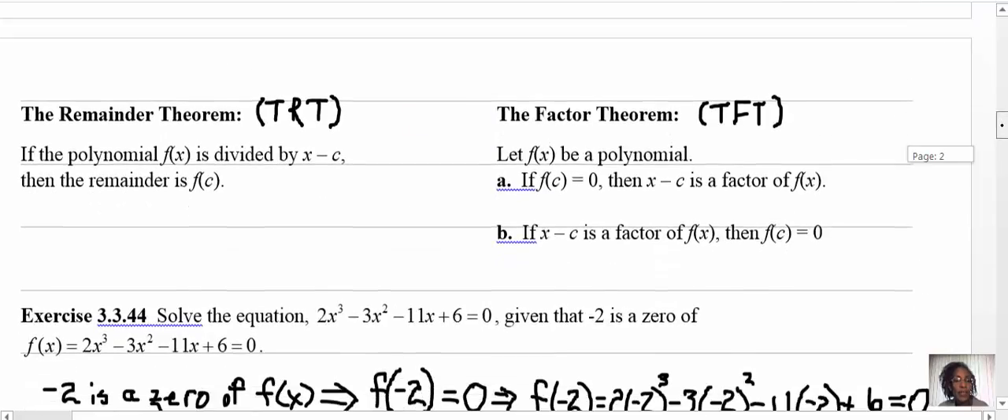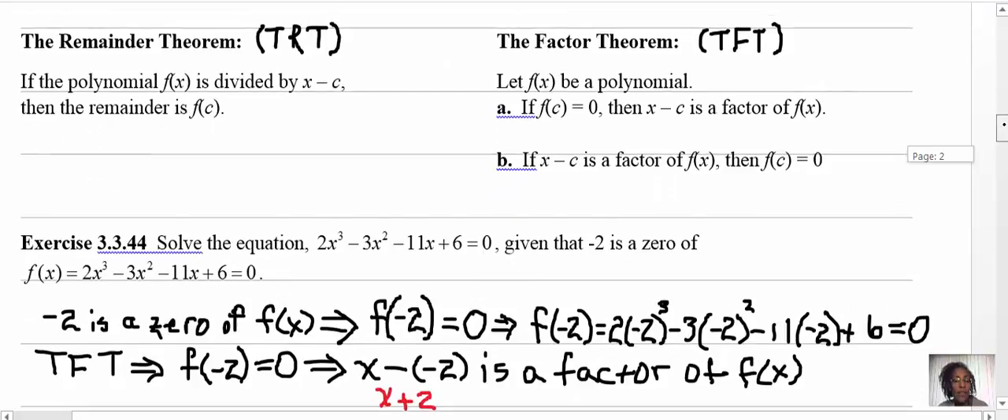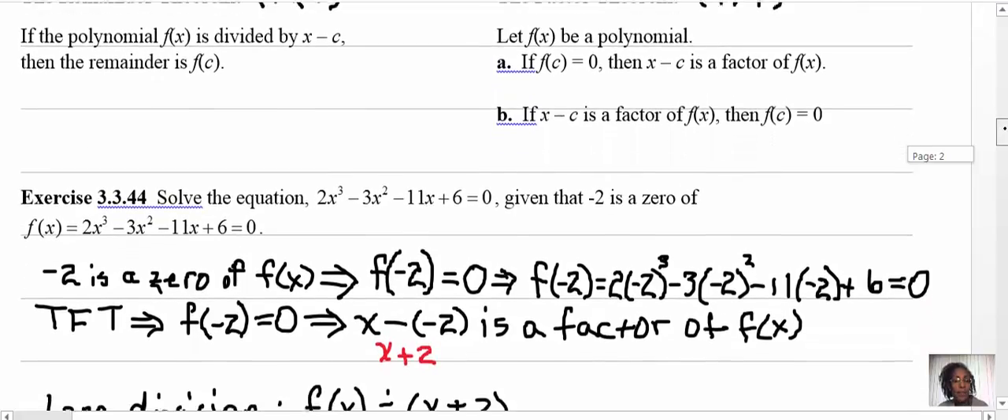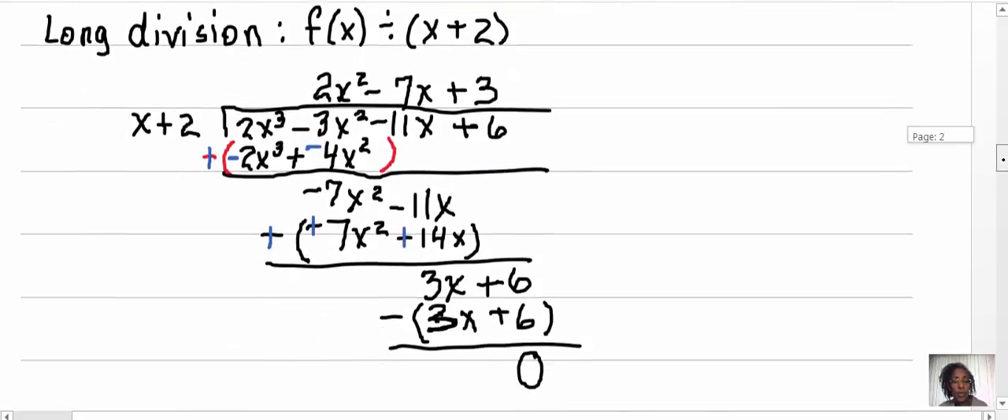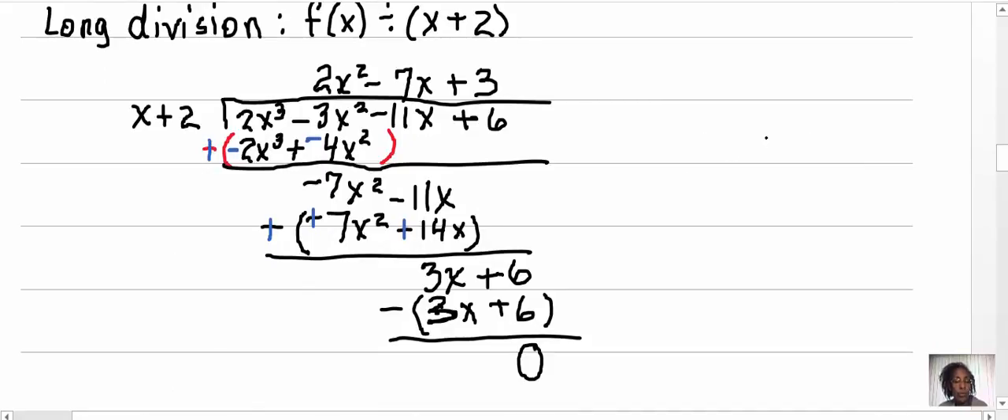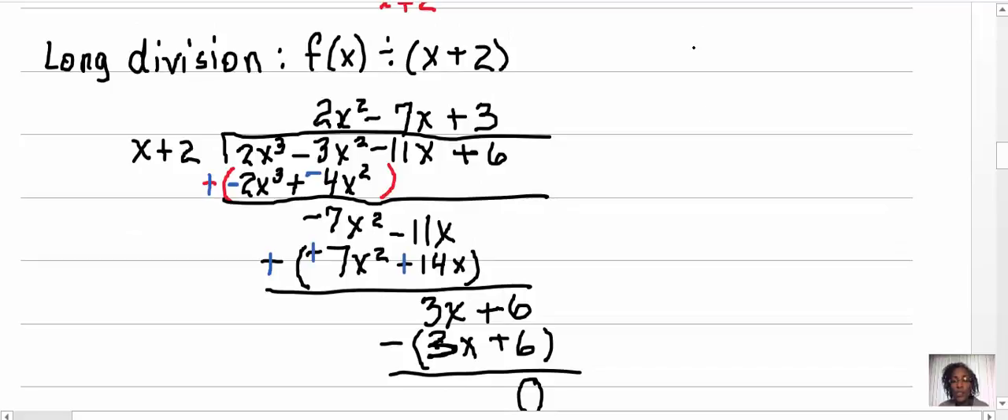But the remainder theorem tells us that the remainder, when I divide by x minus c, is going to be f of c. So I was dividing by x minus negative 2, which is x plus 2, and that remainder is indeed 0. And remember, f of negative 2 is 0. Okay, so that's long division.